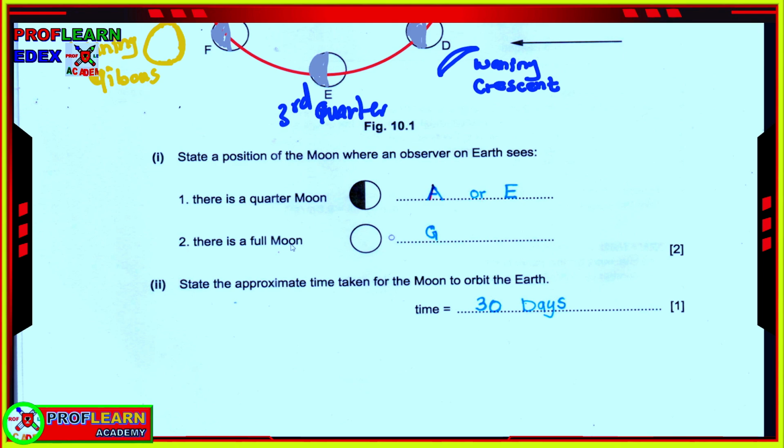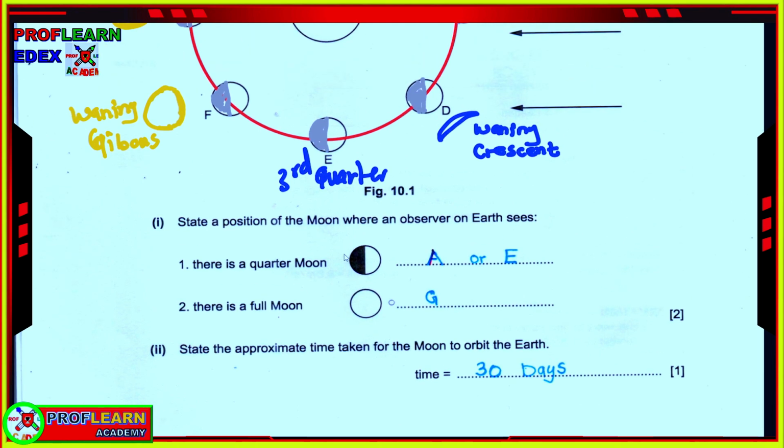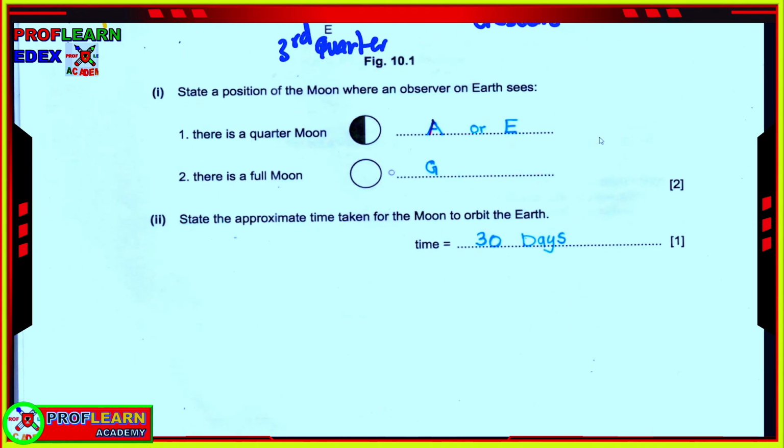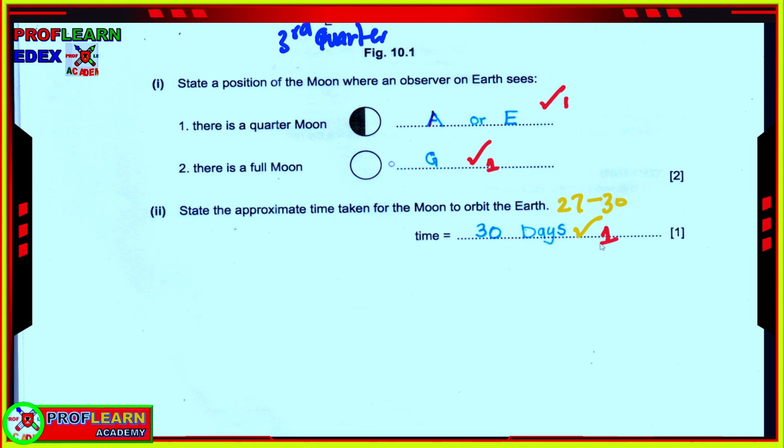We are supposed to state here also the approximate time for the moon to orbit the earth. That is approximately 27 to 30 days. But as a student, you are not going to write a range. You have to write an exact number of days. So the moment you write either 27 or 30 days, you are going to earn 1 mark at that point.